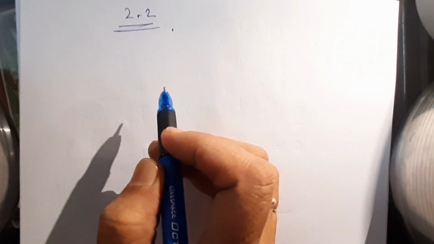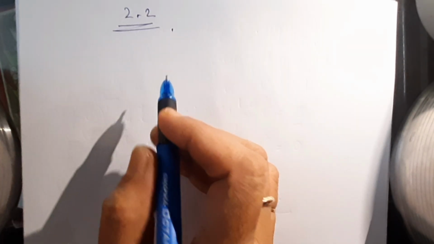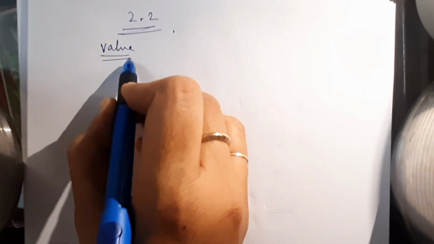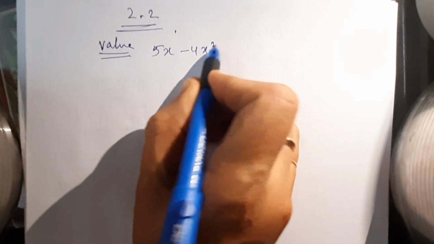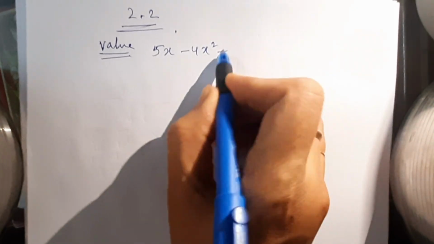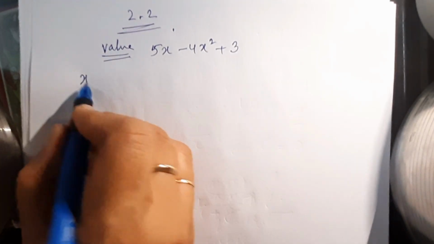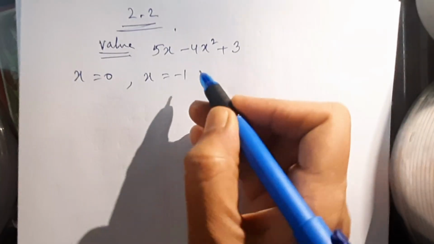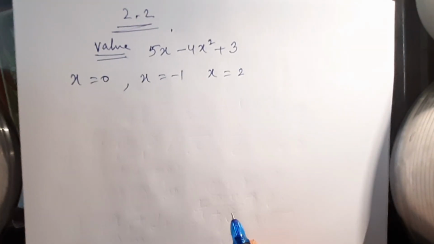So here we need to find the value of the polynomial. They'll be giving certain values for x, and we need to calculate what the complete polynomial will be. Here it is given 5x minus 4x square plus 3. We need to find it at x equals 0, when x is 1 or when x is 2. We need to find its value at 3 different stages.